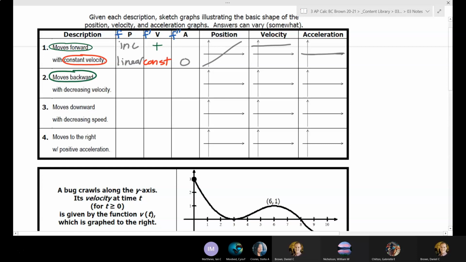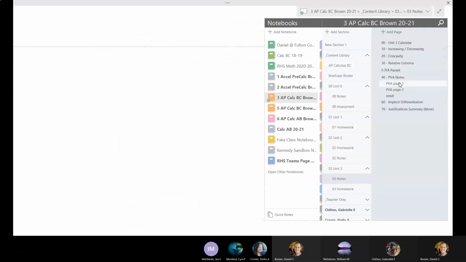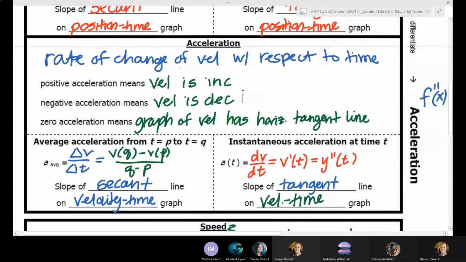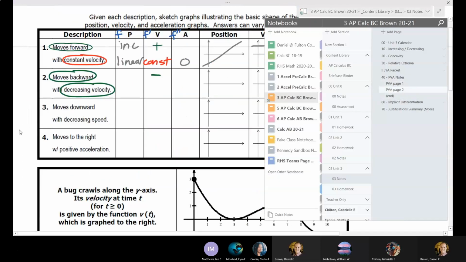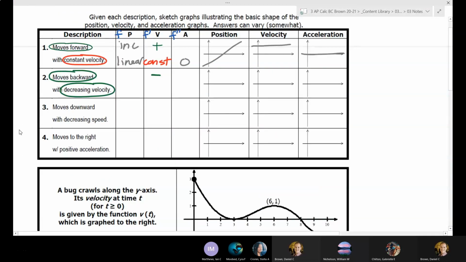Movement is associated with velocity. So if you're moving backwards, that means your velocity is negative. And then it says we have a decreasing velocity. Well, if you look at the first page in your notes, and I'm actually going to split back to it so we can see it, decreasing velocity is associated with a negative acceleration. So going back to this chart, decreasing velocity means we have a negative acceleration.